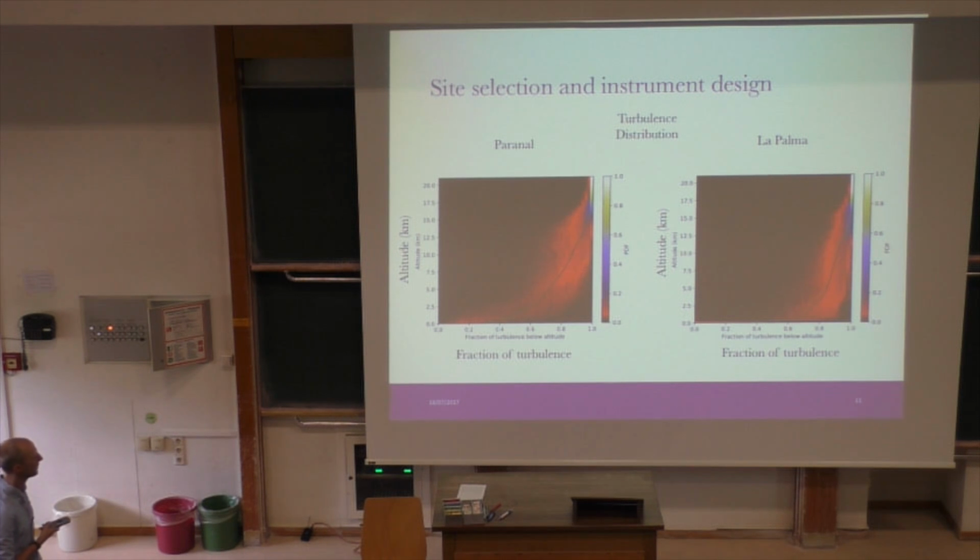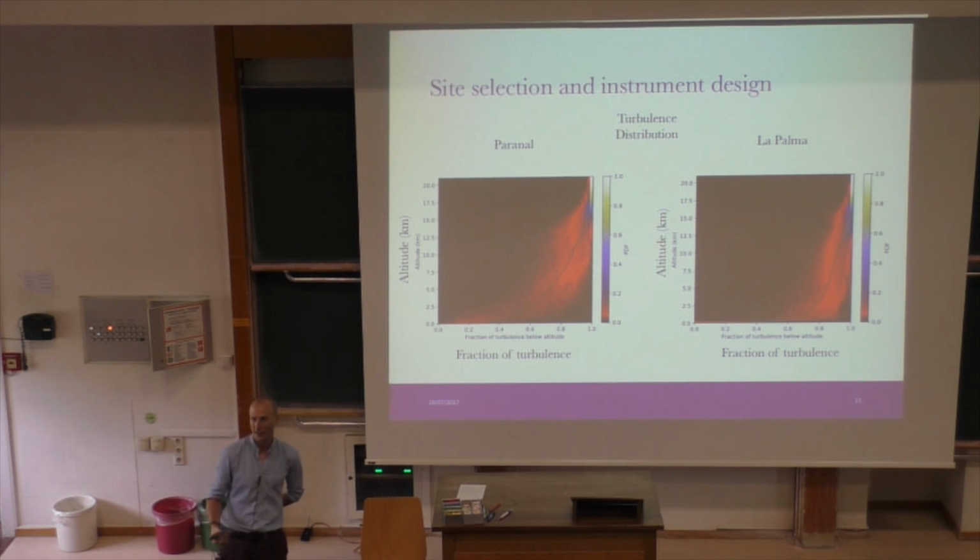So for Paranal first, in the ground we have perhaps 25% of the turbulence in the first few hundred metres. This gradually increases, so we have perhaps 50% of the turbulence in the first kilometre and a half, say. We also see quite a bit of variability in the fraction of the turbulence below 10 kilometres, say, which suggests that the profile at Paranal is variable, that it changes.